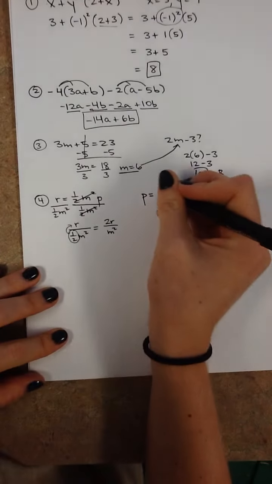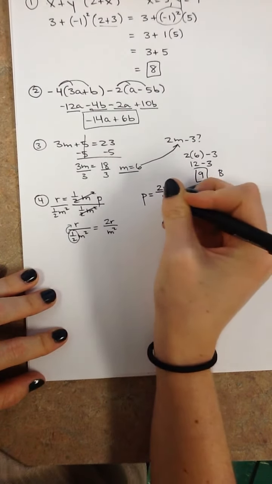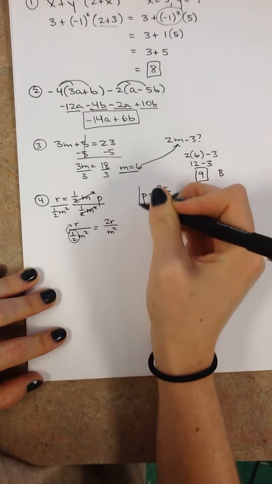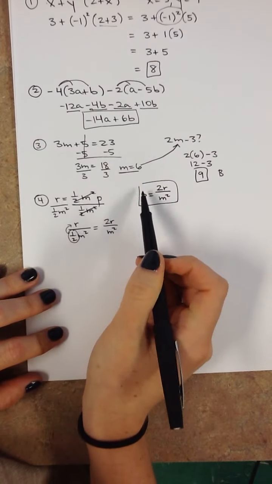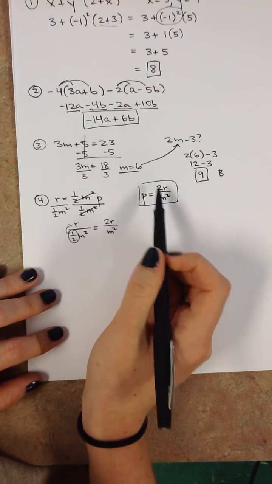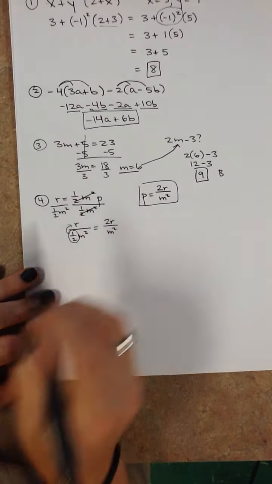which is exactly the same. So this says that p is equal to 2 times r divided by m squared. So these two equations are exactly the same: the original one that I started with and this one. I just rearranged this one so that the p was first instead of the r.